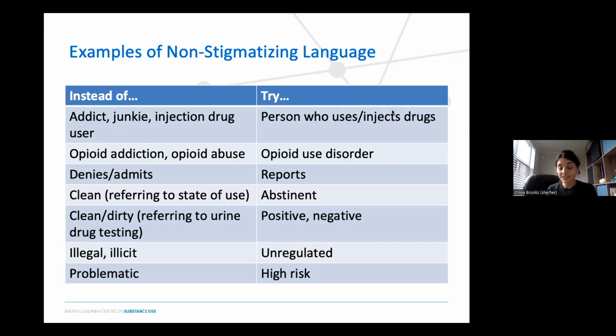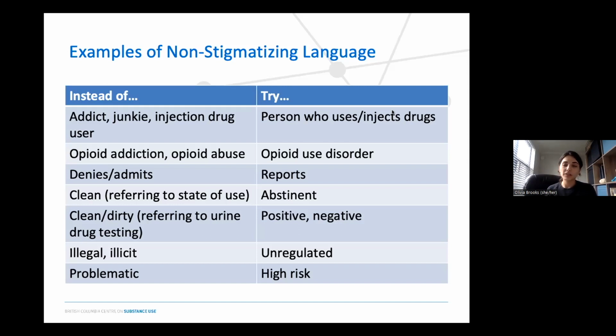Denies and admits are really common in medical language, denies chest pain, things like that. And in that context, it's probably fine. But in a substance use context, because there is so much stigma, writing something like denies alcohol use implies that the patient is using it but isn't telling you. So it's better to just say they report no use. That's just more accurate about what happened.